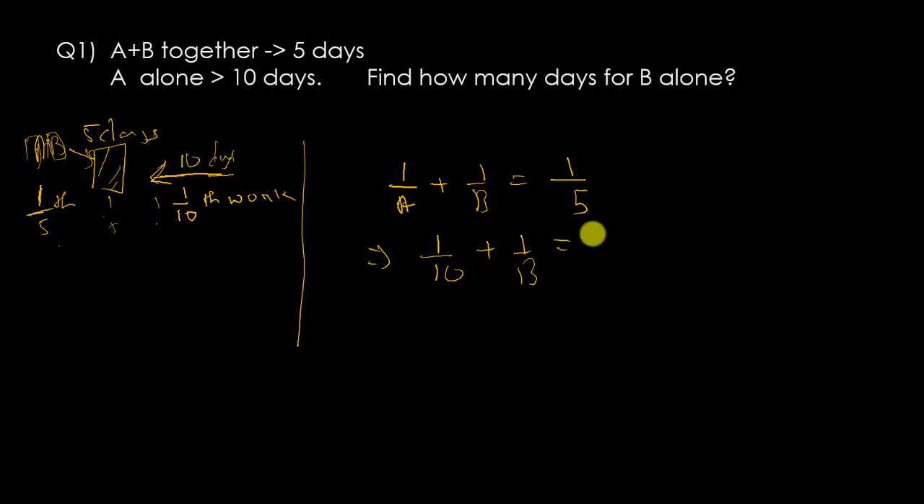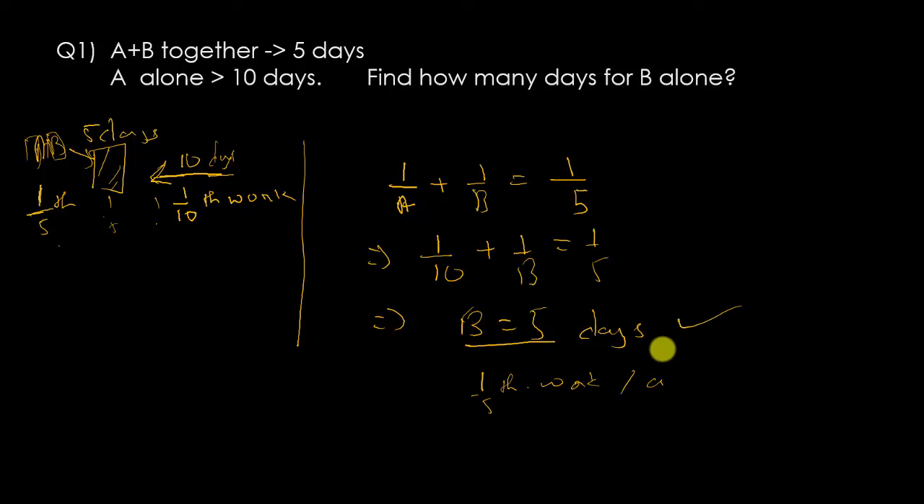A's rate of doing work is 1 by 10. So we got B equal to 5. So B takes 5 days to finish this work. That is to say, its rate is 1 by 5th of work per day. But this is what we required and we got this.